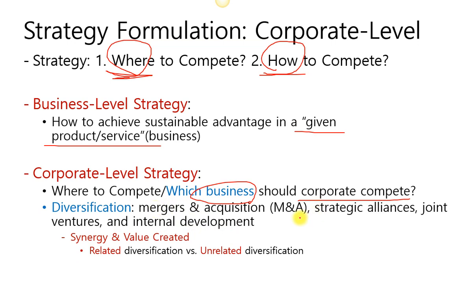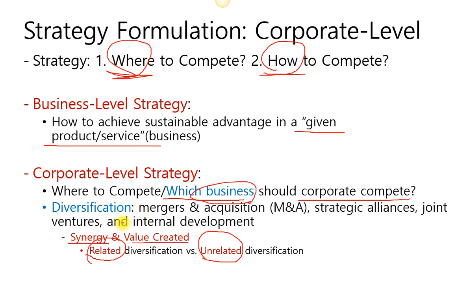So why would you do M&A? To increase the market share so that you wouldn't have to compete with your competitors because you have more market share. Or because this other company has a very good R&D or a good contract with suppliers, then you can have access to that and there can be a synergy created and value created. So which businesses should the corporate compete in? So how to expand your business? There are two ways to do that. One is related diversification and the other is unrelated diversification.